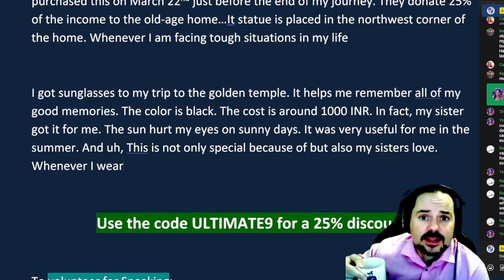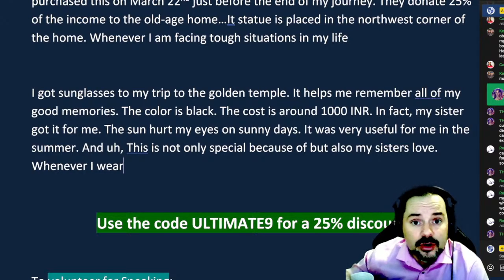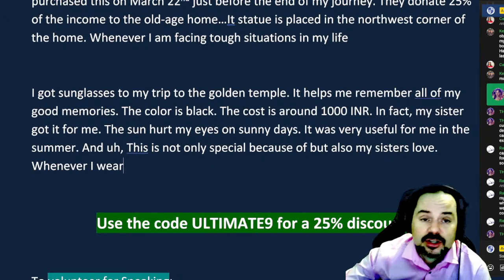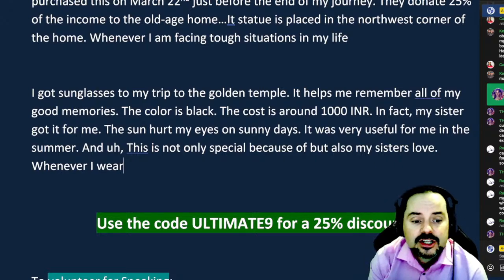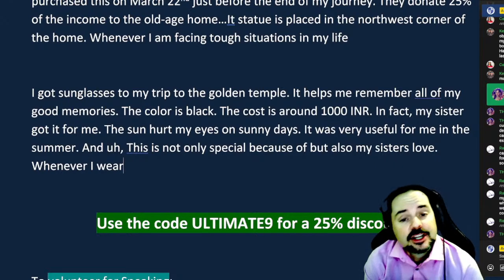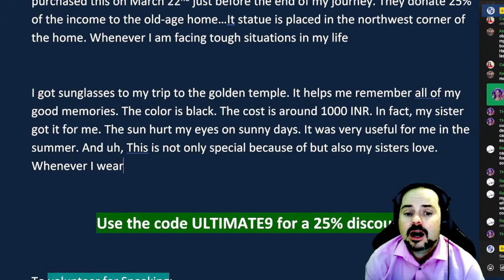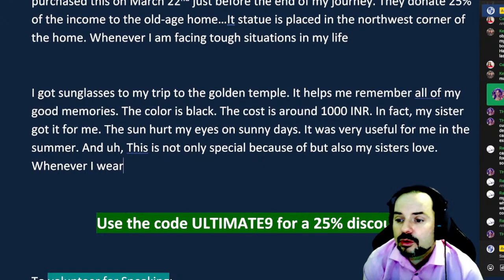So you went with sunglasses, which is kind of similar to a baseball cap. Sunglasses are great. It's a very common type of souvenir that we buy on trips when we're traveling, especially to sunny vacation spots around the world. So I thought sunglasses was a great idea. The statue was a great idea by Amu. The sunglasses are a great idea as well. Reminds you of your trip to the Golden Temple.